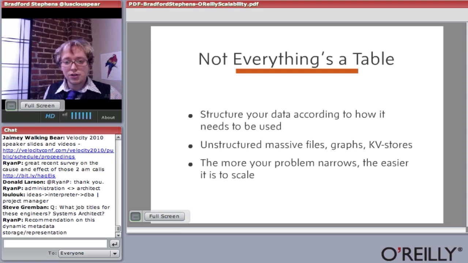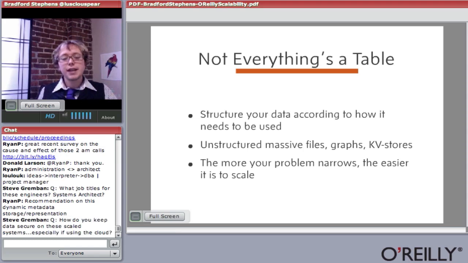Everything is its own data structure, which is why you need to have strong computer science knowledge if you're building large systems, because you can't rely on databases to be your crutch anymore. But the good thing is that the more your problem narrows, the easier it is to scale. So if you have a batch processing problem, but not a serving large amounts of data to people problem, then you can say, all right, this is a Hadoop problem. Let's use Cascading, which I think is the best way to interact with data in Hadoop, to crunch through all that data.